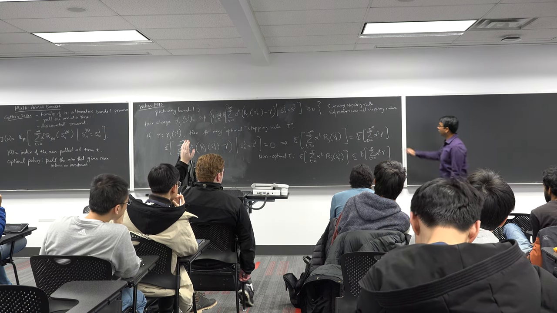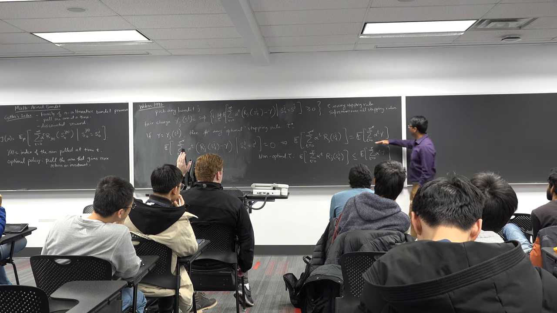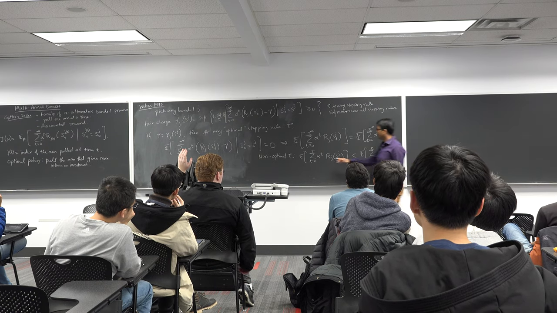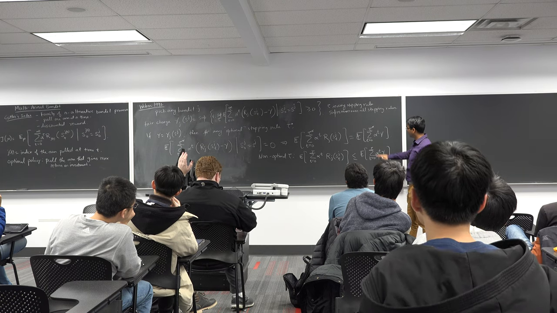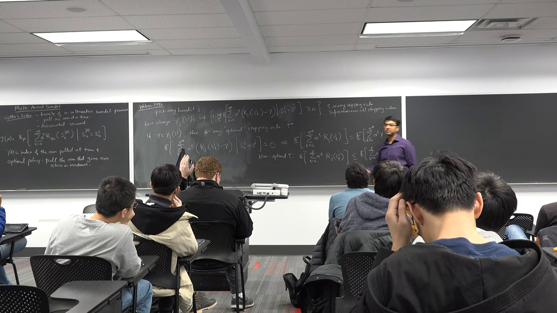Right? So if I know when to stop, then the expected reward will be exactly the same as the cost that I have paid for it. If I stop at some random time, which is not necessarily optimal, then in that case, I will pay more, but I will get less.